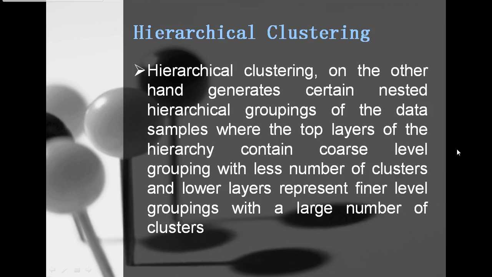The other one is hierarchical clustering. Hierarchical clustering, on the other hand, generates nested hierarchical groupings of the data samples, where the top layer of the hierarchy contains coarse level grouping with a smaller number of clusters, and lower layers represent finer level groupings with a large number of clusters.